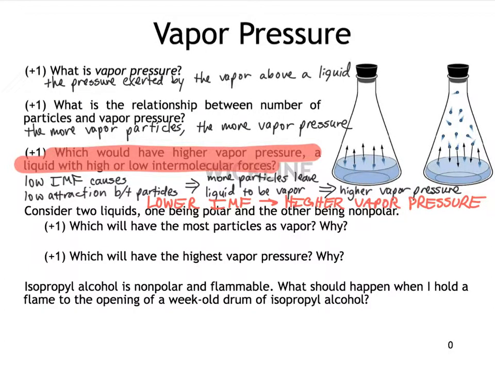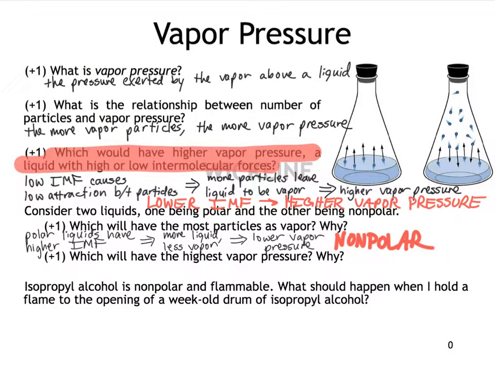Okay, consider two liquids, one being polar and the other being non-polar. Which would have the most particles as vapor and why? Check this out. Polar liquids would have higher intermolecular forces of attraction holding them together. And a situation like this is going to give you more particles existing as a liquid state and less particles existing as vapor state. And the less particles you have in the vapor state, the lower the vapor pressure will be. So which would have the most particles as vapor? That's going to be the non-polar, because the polar substance is going to have less particles as vapor.